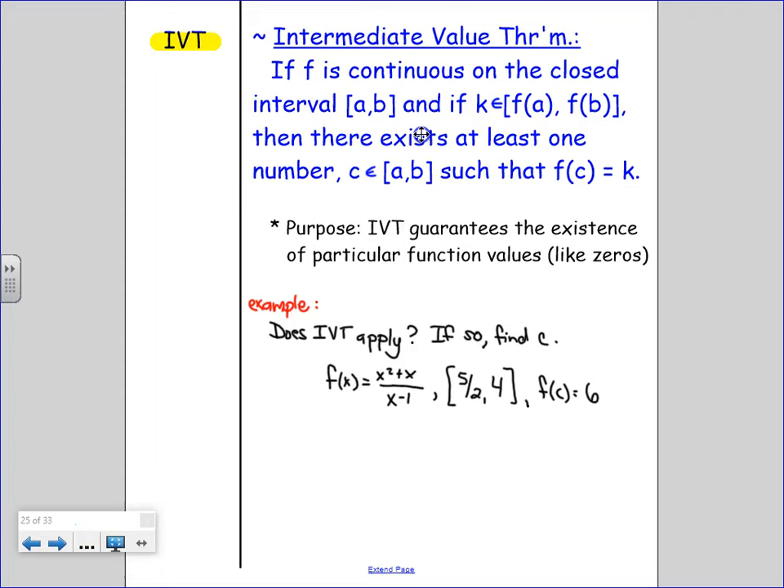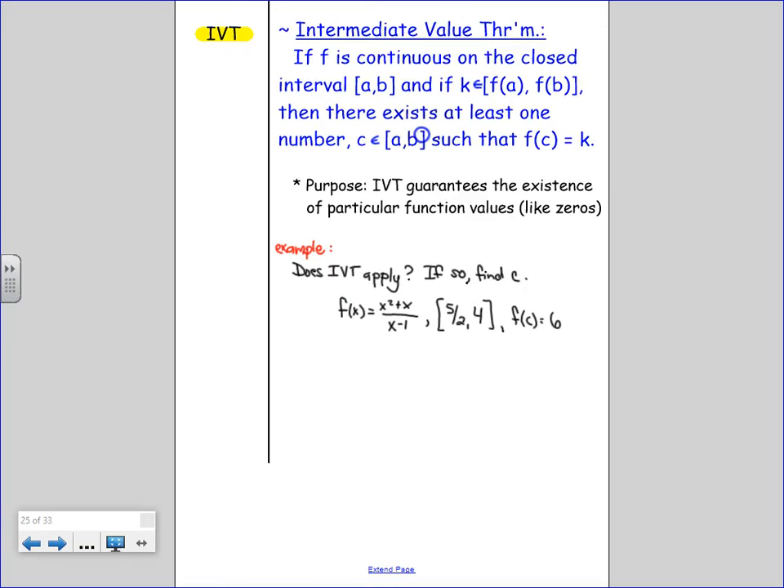This one's better. All right, what are we doing? How are we determining whether IVT applies? We have to check and see if it's continuous. Okay, first of all, check and see if it's continuous. And this function, f of x, is continuous for all x such that x does not equal 1.